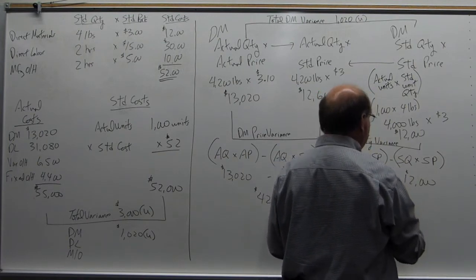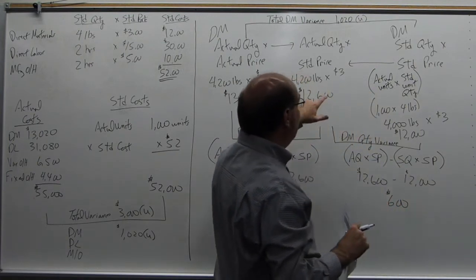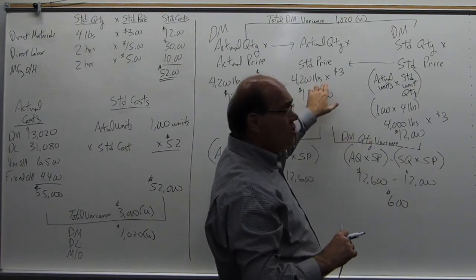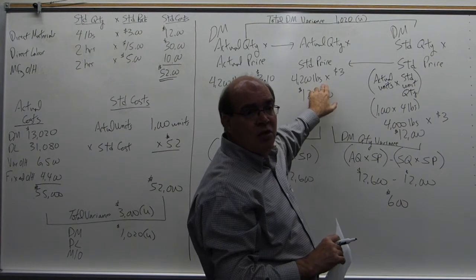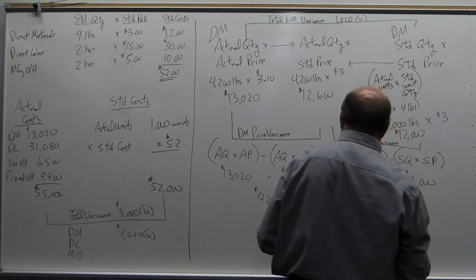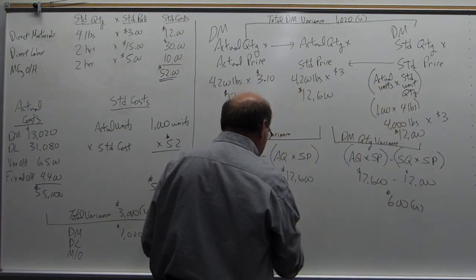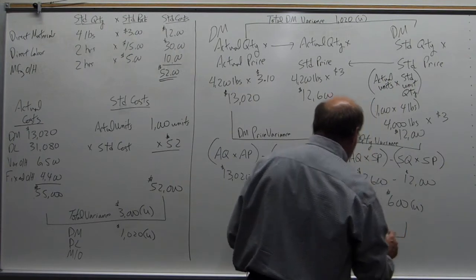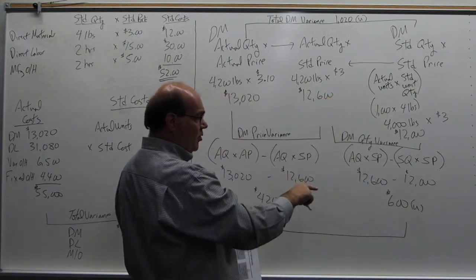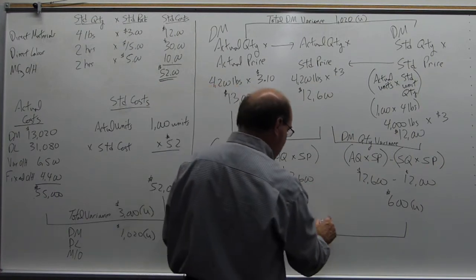Is it favorable or unfavorable? Well, again, I look at this and I say, I used 4,200 pounds. I should have used 4,000 pounds. I used 200 pounds more than I should have, so since I used more than I should have, that's probably too high a cost, so it's unfavorable. And then just to check it out, I say, what do those two add up to? $420 plus $600, $1,020 unfavorable. Since they're both unfavorable, I add them together. That's 1,020.